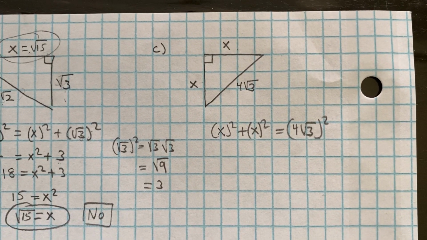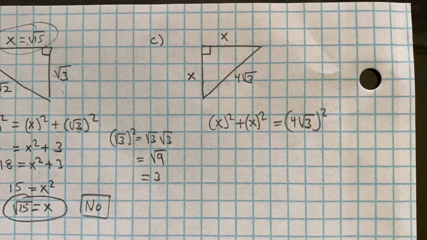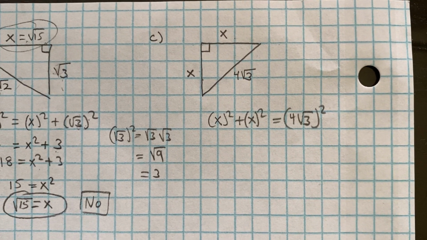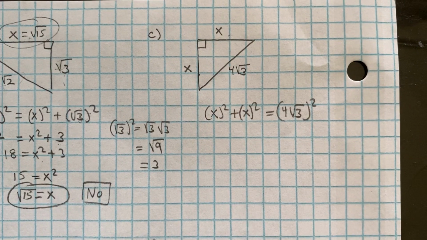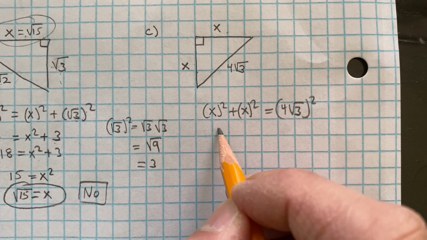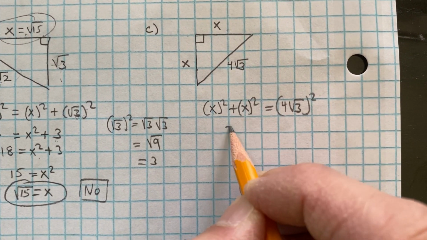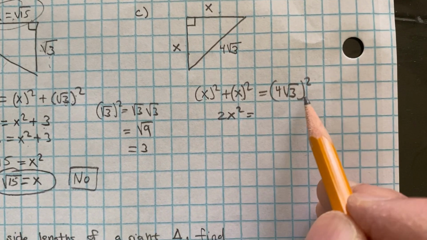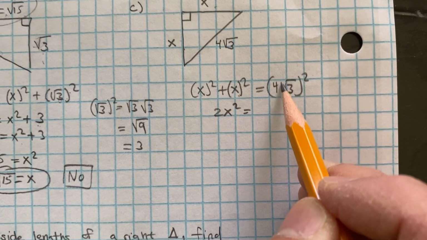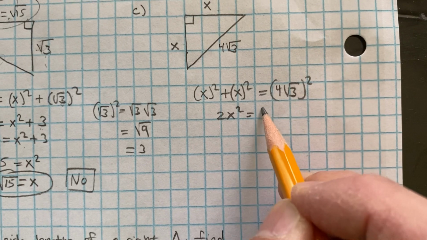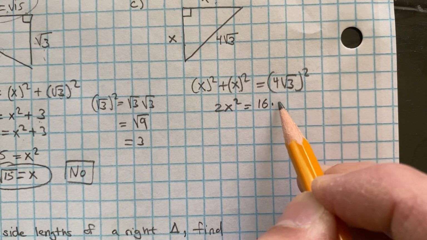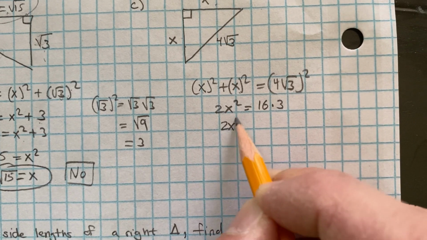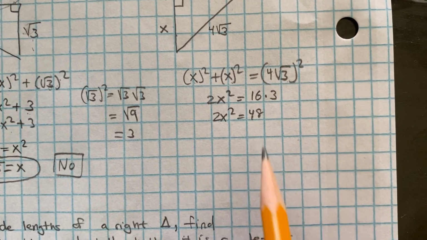Okay, so again, if you want to memorize it as c squared equals a squared plus b squared, be my guest, but I like to memorize it as hypotenuse squared is the sum of the two legs squared. So if you square these, x squared plus x squared, that's 2x squared. I just showed you how to compute this. You have to square the coefficient, which is 16. Root 3 squared is just 3. You're going to get 2x squared is equal to 48.